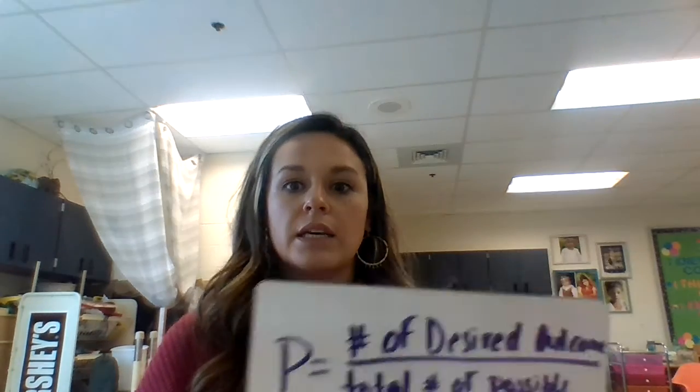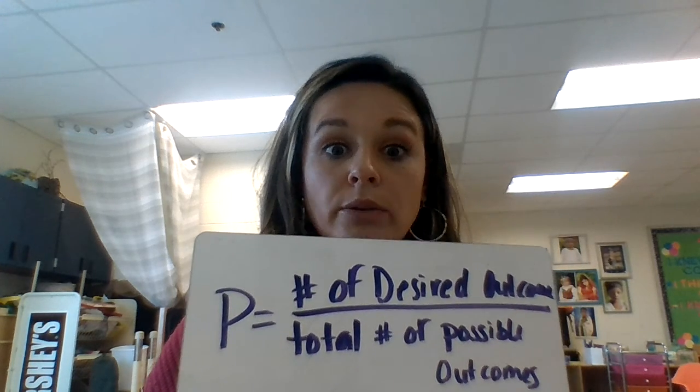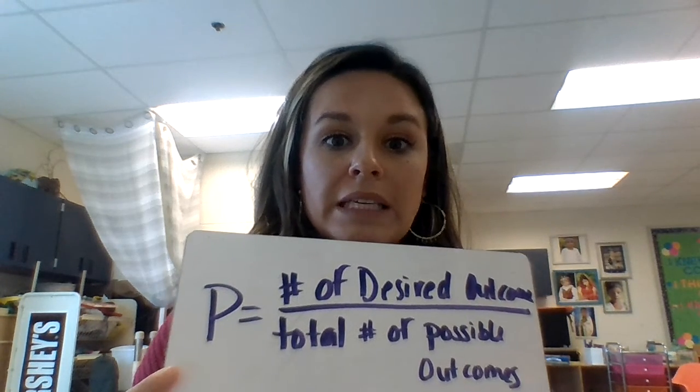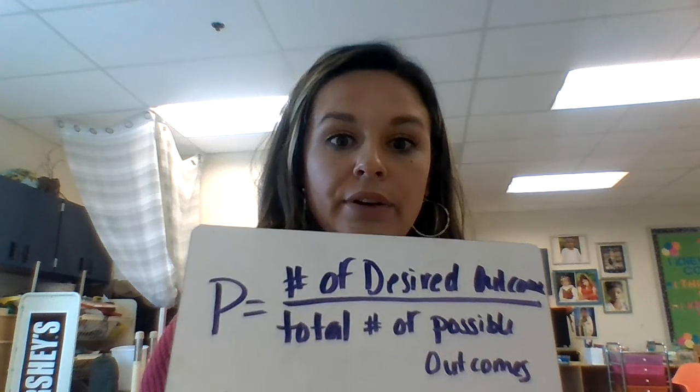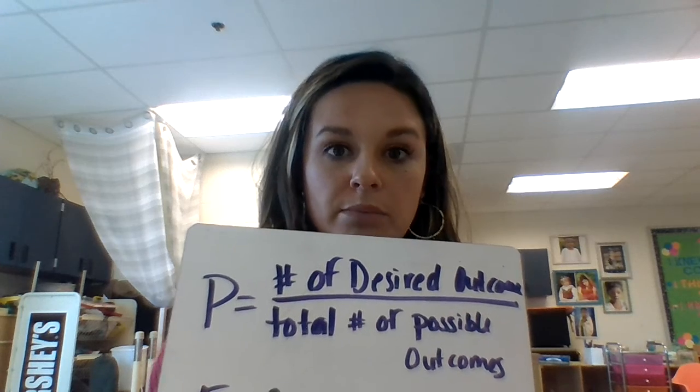Hey guys, I'm going to go over lesson 6. It is called probability of independent and dependent events. So, first thing you need to know, and it's the most important thing for this whole lesson, is how to solve for probability. So, this is the exact thing that it gives you for how to solve for it. So, probability equals the number of desired outcomes divided by total number of possible outcomes.